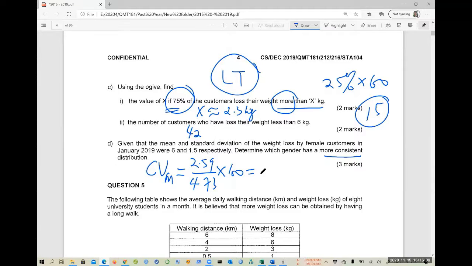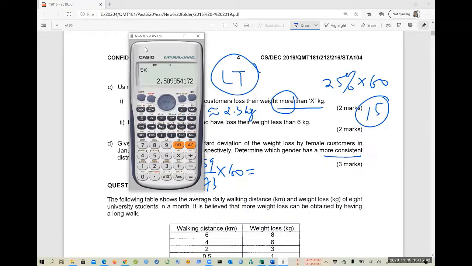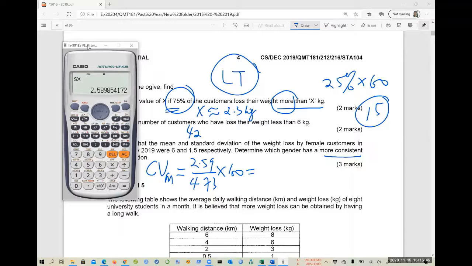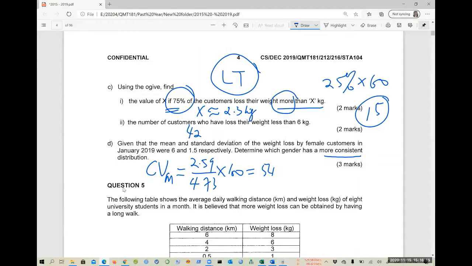So when you calculate this one, you get 2.59 divided by 4.73 multiply with 100. So you get 547. Betul ke ni? 1000 pula dah. Okay, so 54.7. Okay, so terlebih 10. 54.8. Okay, and then this is for male, and then you have to find the CV for female.